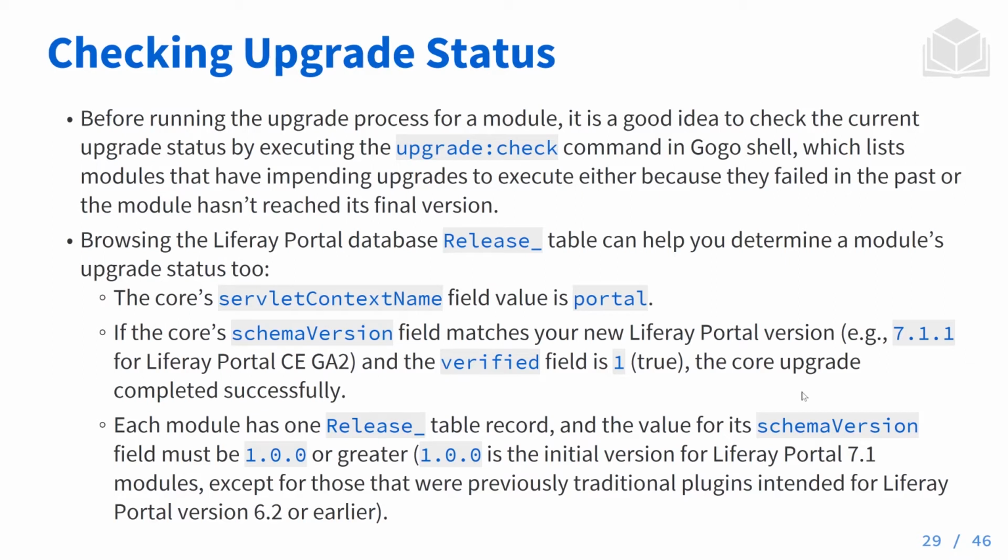Another place you can check is within the database. You can take a look at the release table, and within the release table, there are areas in which you can see the version number of your modules. The big thing you're going to be looking for within the database is those schema version numbers. You know that the schema version number is valid once it hits at least 1.0.0 or greater. 1.0.0 is the initial version of Liferay's modules within the OSGI container.